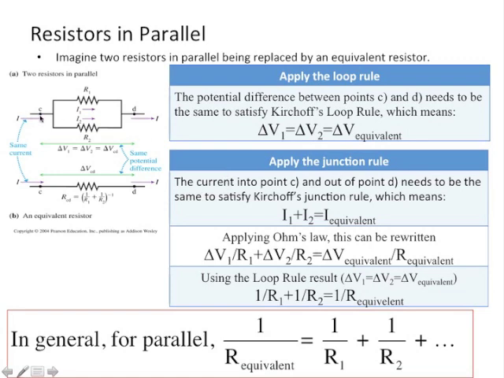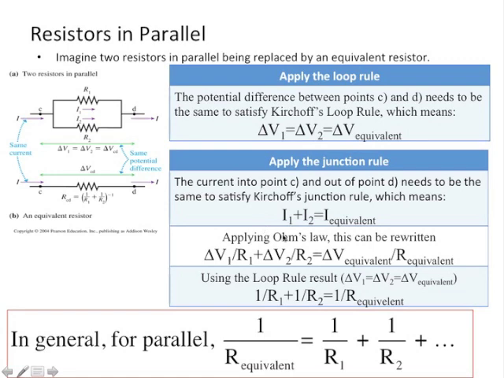Now we can apply the junction rule, which is essentially saying the current going into C has to be equal to the current coming out of D. The current coming into C is going to split, and we're going to have the current through resistor 1 plus the current through resistor 2. So this current is equal to I1 plus I2, which we show right here. In the equivalent case, all the current goes through the equivalent resistor, so that current is equal to I equivalent. So we see that I1 plus I2 is equal to I equivalent.